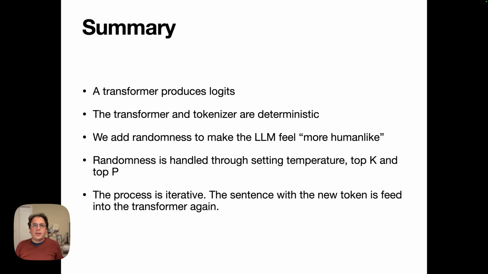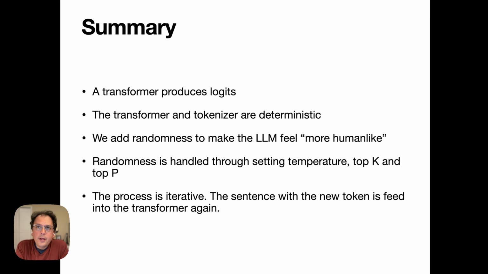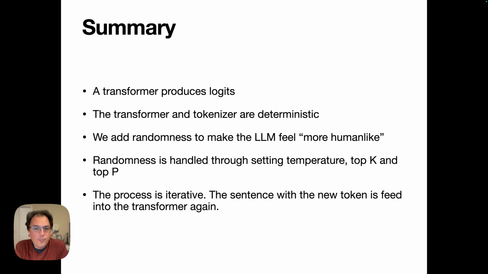So we've gone through the basic route through LLMs. The transformer produces logits. The transformer and tokenizer are deterministic. We add randomness to make it feel more human-like, and randomness is handled through a couple of settings: the temperature, top K, and top P. And again, this process is iterative. Once we've selected the next token, the whole sentence is fed again into the transformer to start all over again.